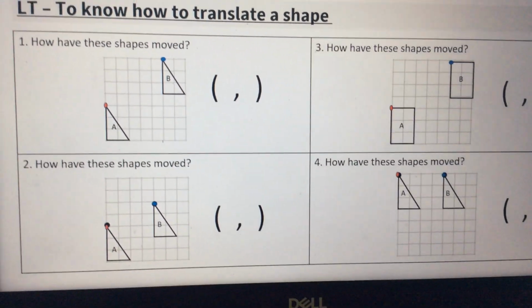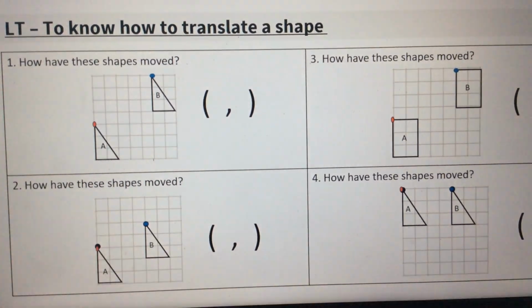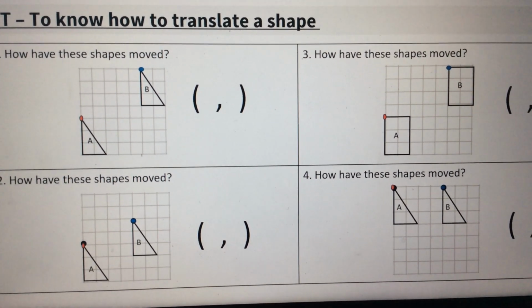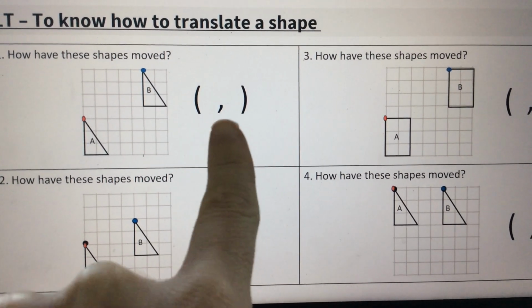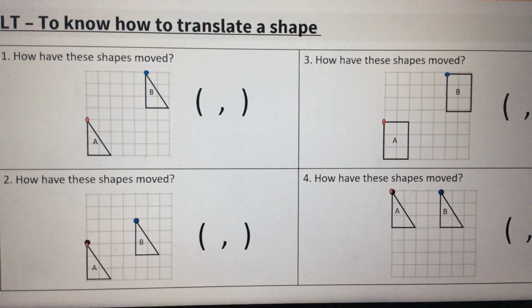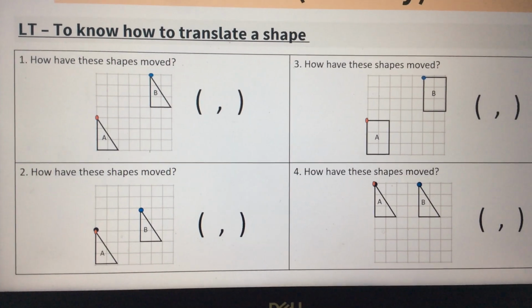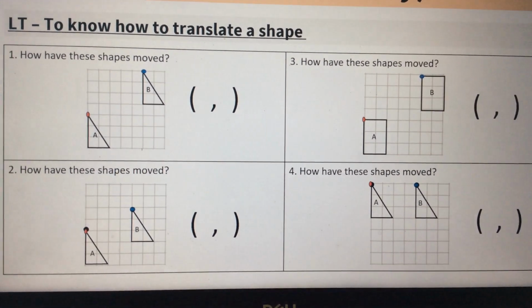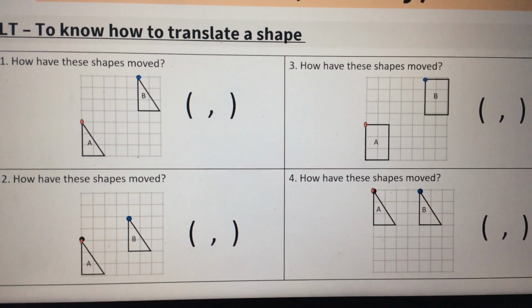Okay, so your first task is to do exactly what we've been doing in those previous examples, and all you need to do is write down the coordinates to show how A has moved to B. If you're not sure about that, go back and have a look at those examples that I've just worked through with you.